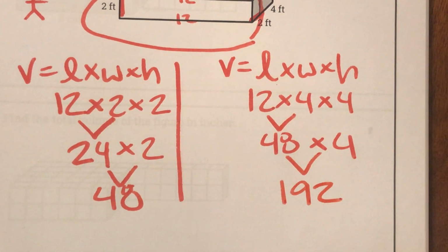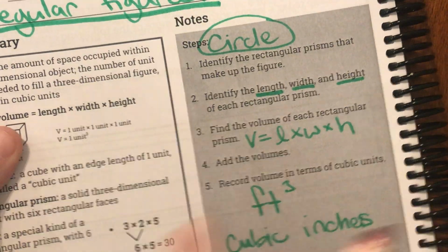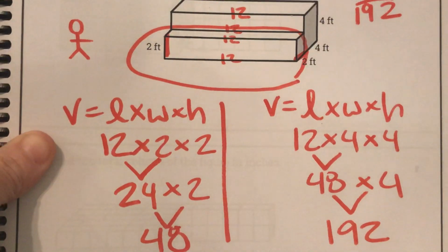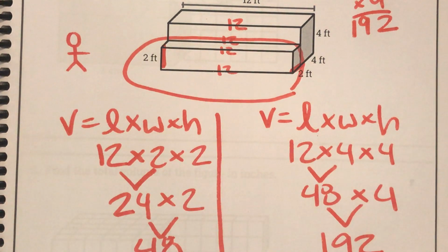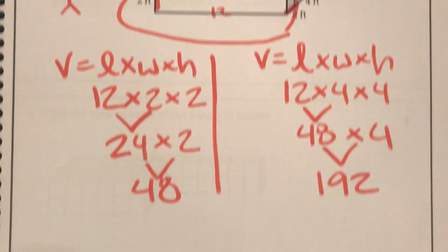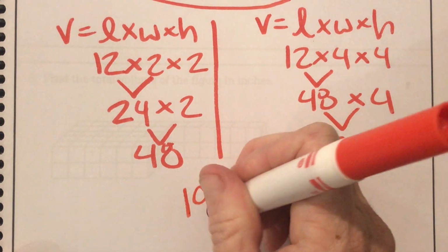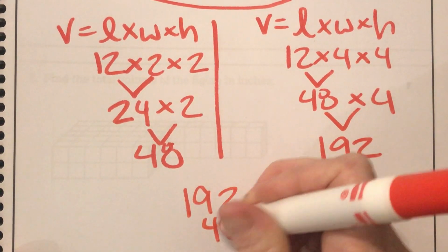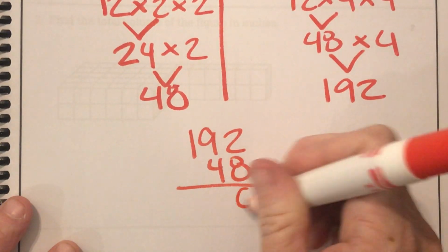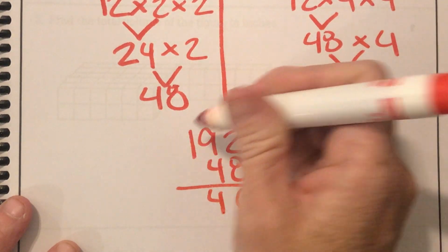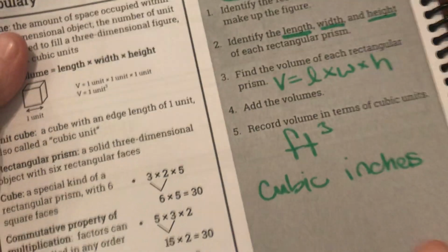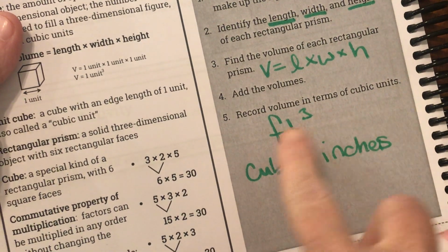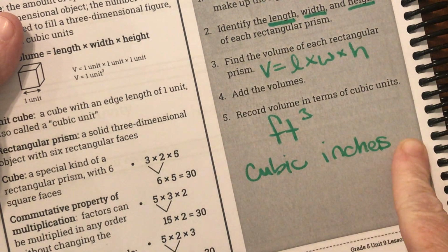So I get 192. Okay, let's look at our next step. Add the volumes, because this is the volume for this front box. This is the volume for the back box, but they want the volume of the entire shape. So let's add them. And I'm getting 240. And then let's look at our last step. Record volume in terms of cubic units.